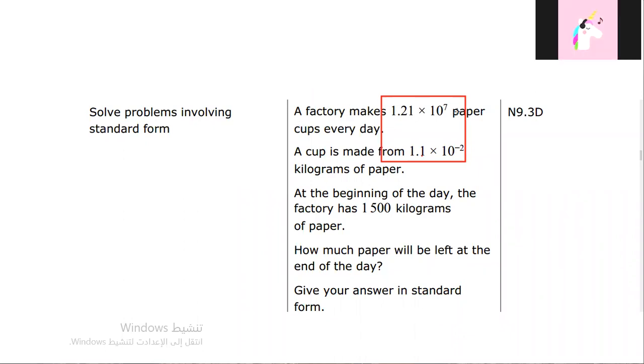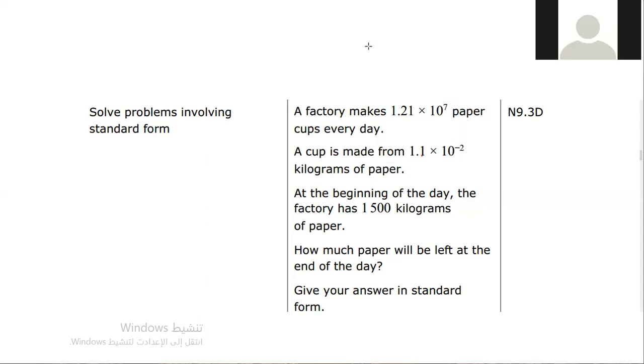A factory makes paper cups every day. A cup is made from 1.1 times 10 kilograms of paper. At the beginning of the day, the factory has 1,000. Mister, we can convert the standard form into ordinary. How much paper will be left? What do you think about the kilograms? Was that right?